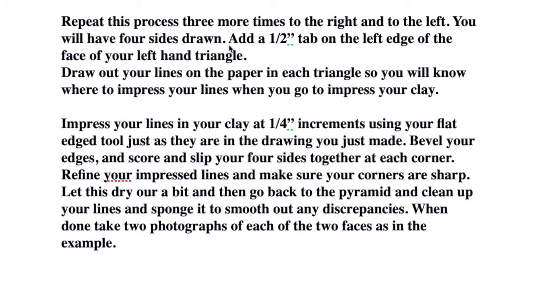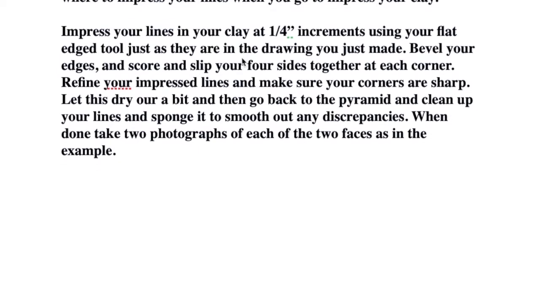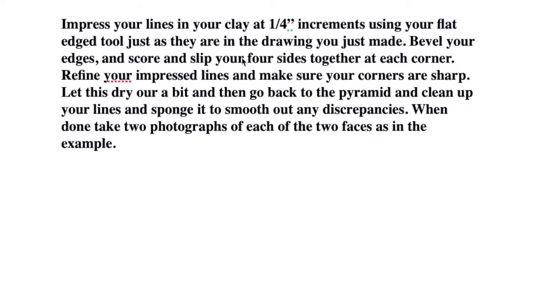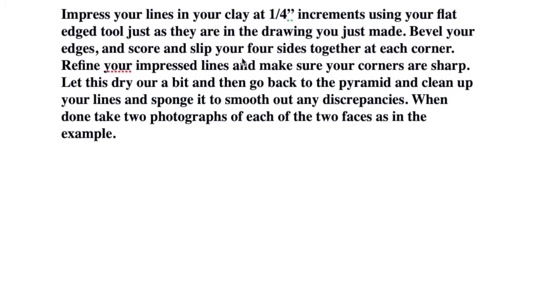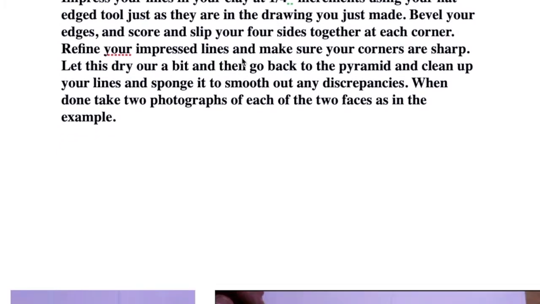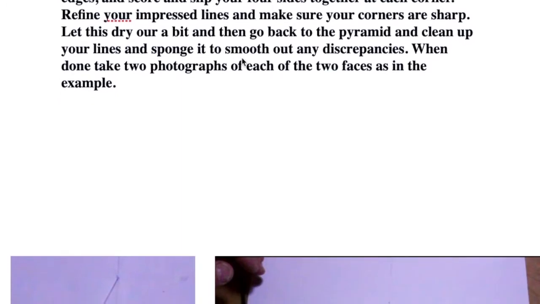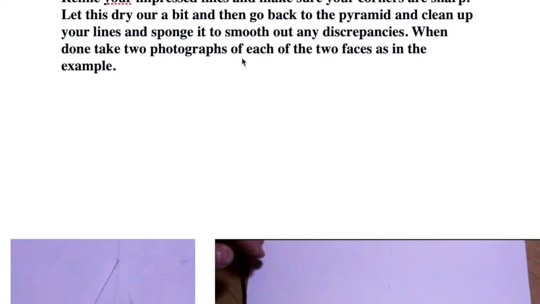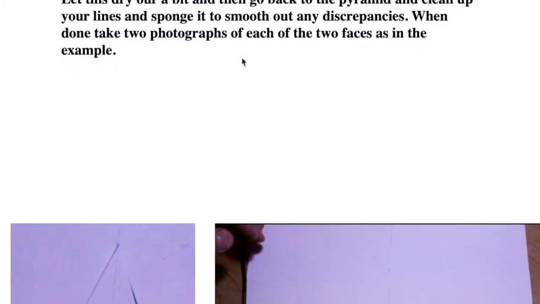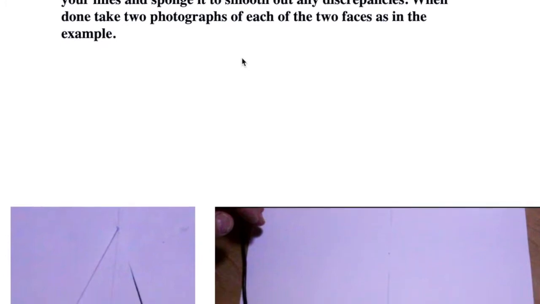Draw out your lines on the paper in each triangle so you will know where to impress your lines when you go to impress your clay. Impress your lines in your clay at 1/4 inch increments using your flat edge tool, just as they are in the drawing you just made. Bevel your edges and score and slip your 4 sides together at each corner. Refine your impressed lines and make sure your corners are sharp. Let this dry out a bit, and then go back to the pyramid and clean up your lines and sponge it to smooth out any discrepancies. When done, take 2 photographs of each of the 2 faces, as in the example.